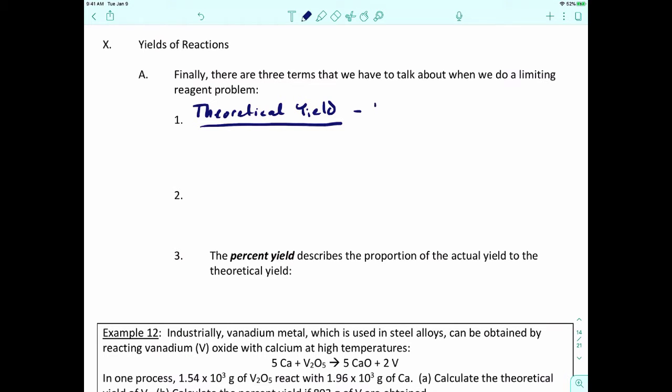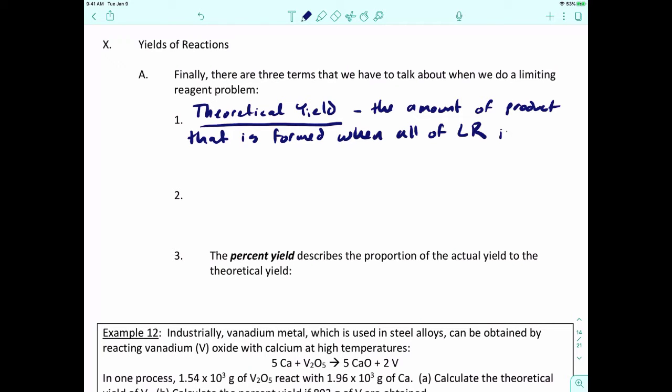So the theoretical yield, this is the amount of product that should form if all of the limiting reagent is used up. So this is the amount of product that is formed when all of the limiting reagent is used up. Okay, so again, that's assuming that all of the limiting reagent is completely used up.